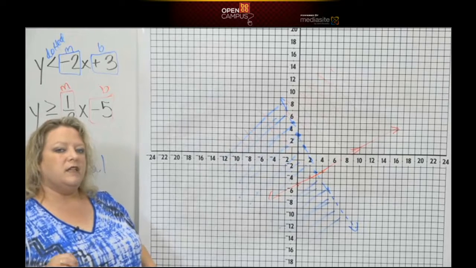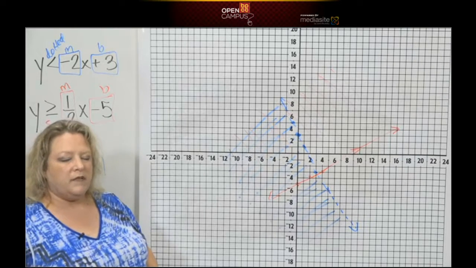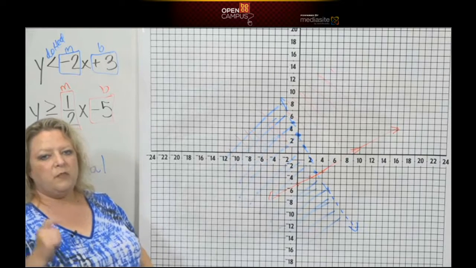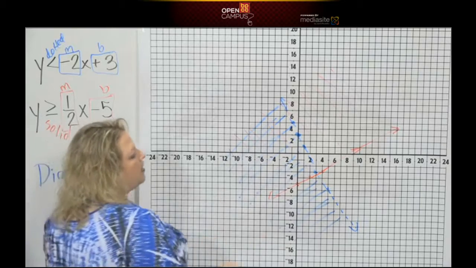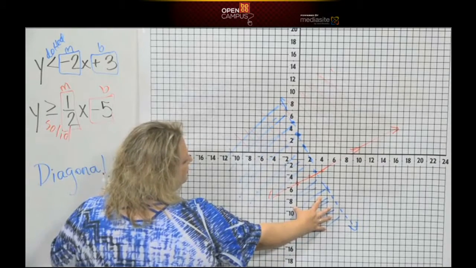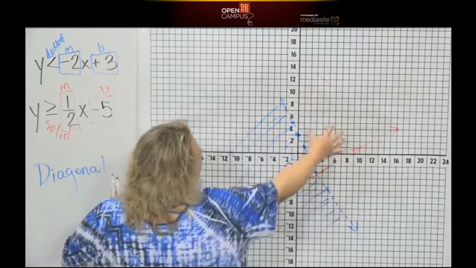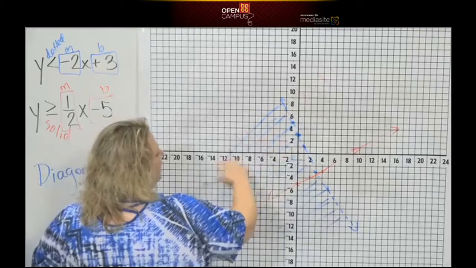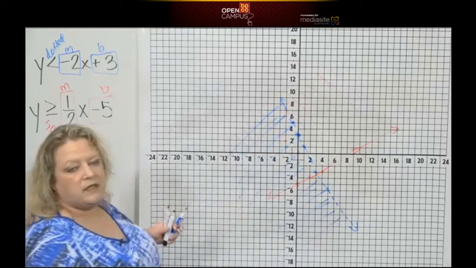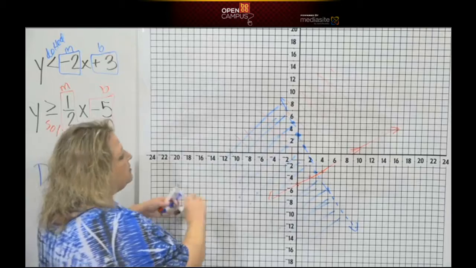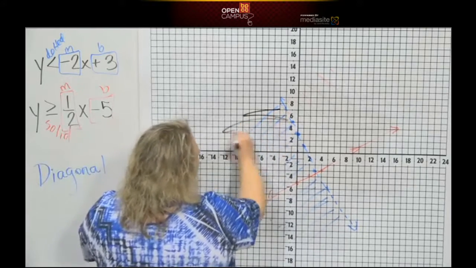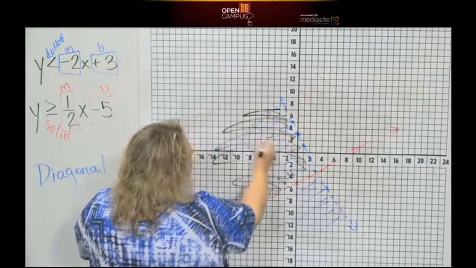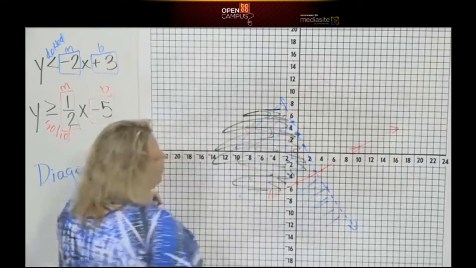Now, I want the solution to the system. The solution to the system is what got shaded not only by blue, but by red. So if I look at my graph, this is just blue down here in this region. This is just red in this region. But look here. It's checkerboard. I've got blue and red marks all over it. So that is my solution set. All of this right here, that is all the solution set.